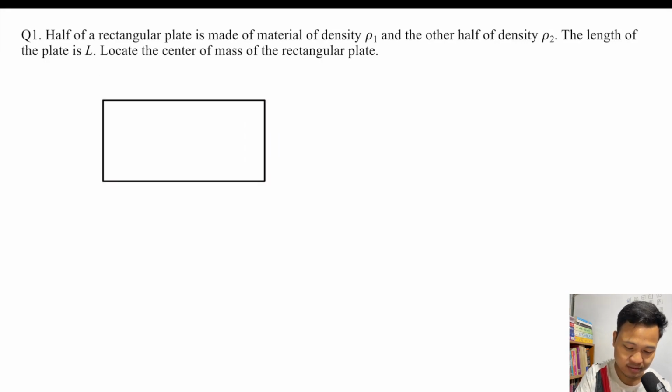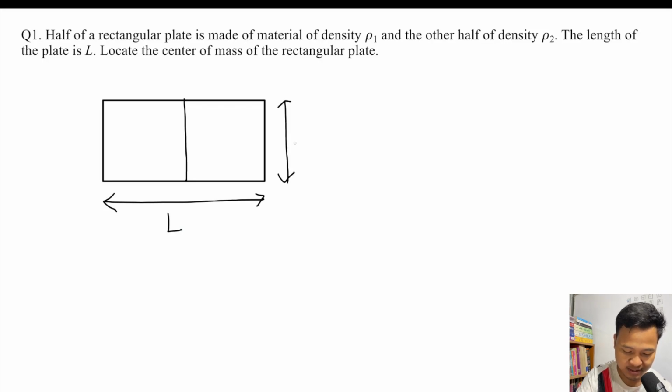Okay, so like this. Half of it is one material. The total length is L, so the breadth is also L by 2. Here one half has mass per unit area rho 1 and the other half has rho 2. We call mass per unit area sigma, but the question is giving us rho, so we'll use it.